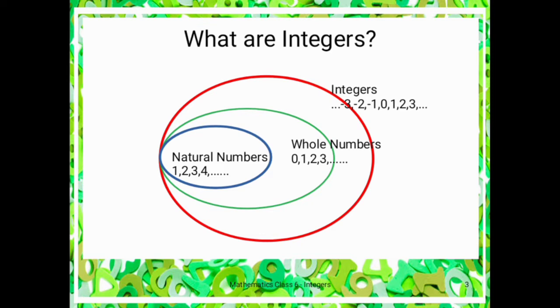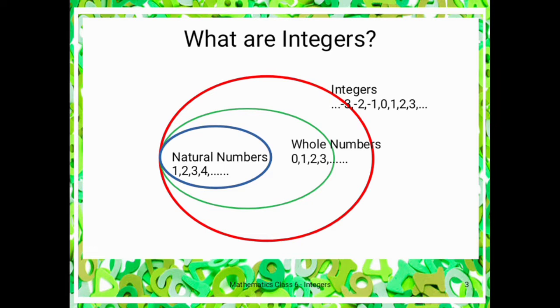Then what about whole numbers? If we add a 0 along with the natural numbers, it becomes whole numbers. This is all discussed in chapter 2. That is, whole numbers comprise 0, 1, 2, 3, 4, etc. Okay, then the topic we are going to learn here is integers.